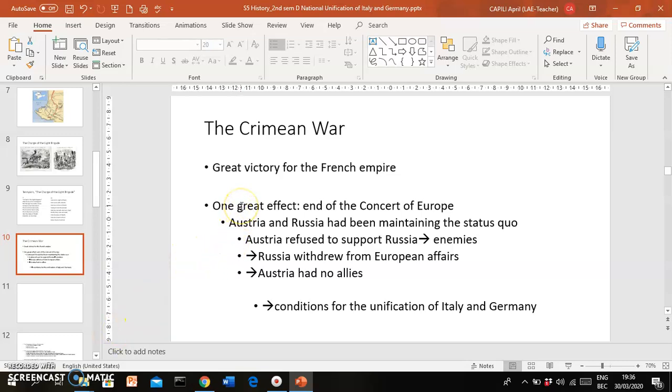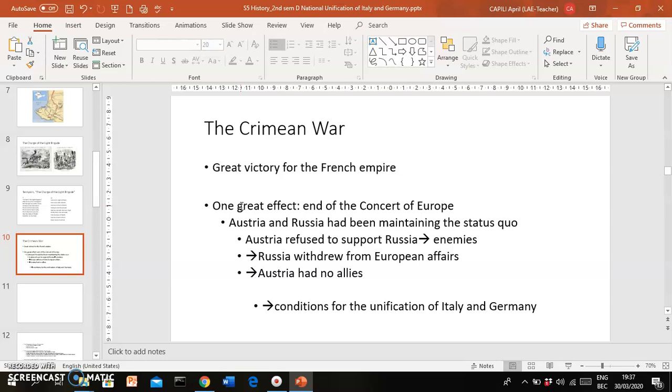Another important consequence, this signaled the end of the concert of Europe. So these European powers came into conflict against one another. Largely, Austria and Russia were maintaining the status quo, but as you saw, Austria refused to explicitly side with the Russians, so they became enemies. On the other hand, Russia withdrew from European affairs. Now, this would have consequences for Austria.